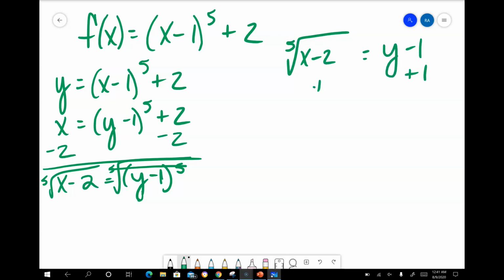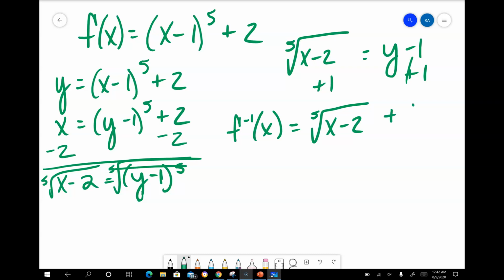Then we're going to add that 1. Now this 1 is on the outside because it's after we took the 5th root already. So f inverse of x is equal to the 5th root of x minus 2, plus 1.